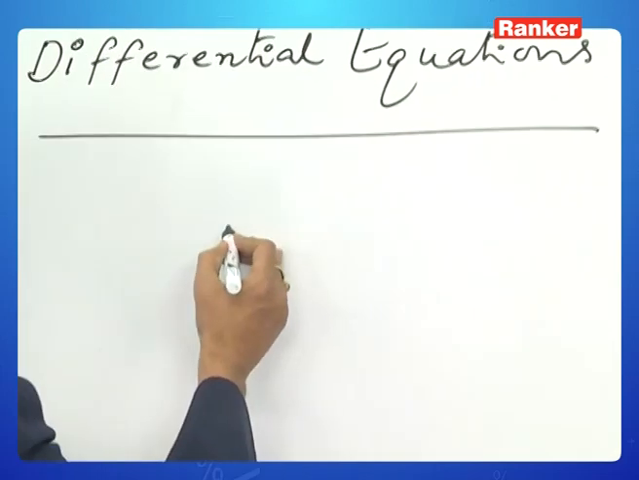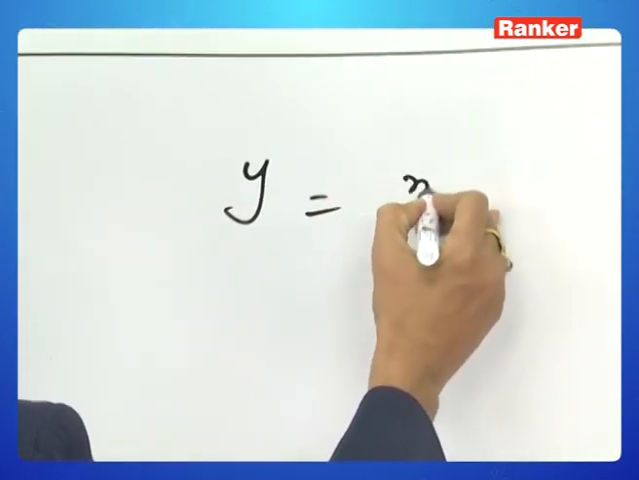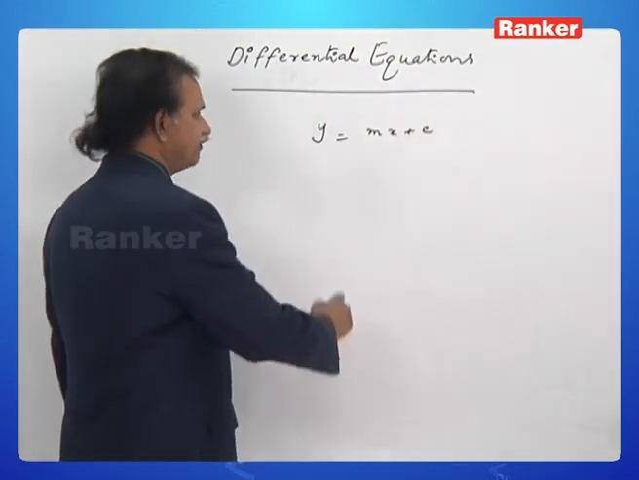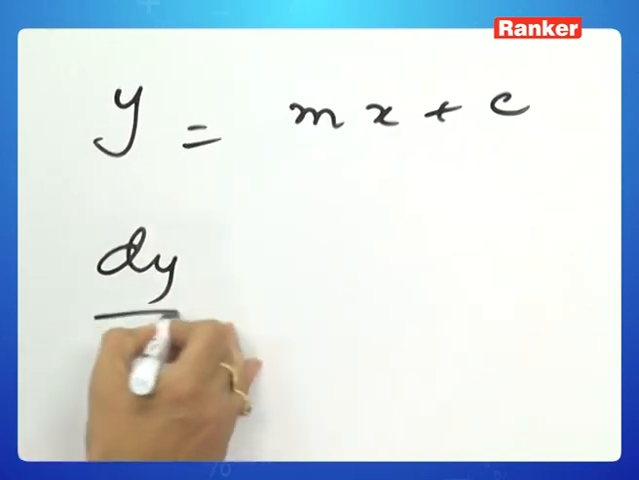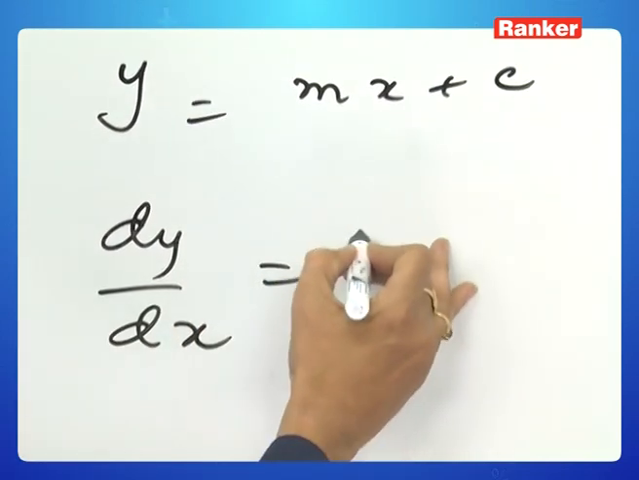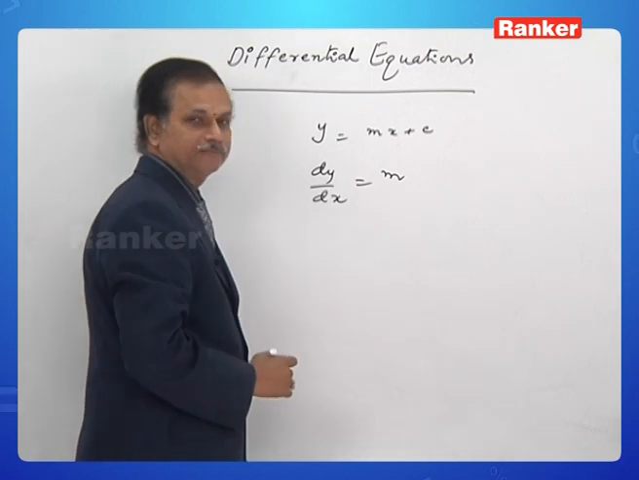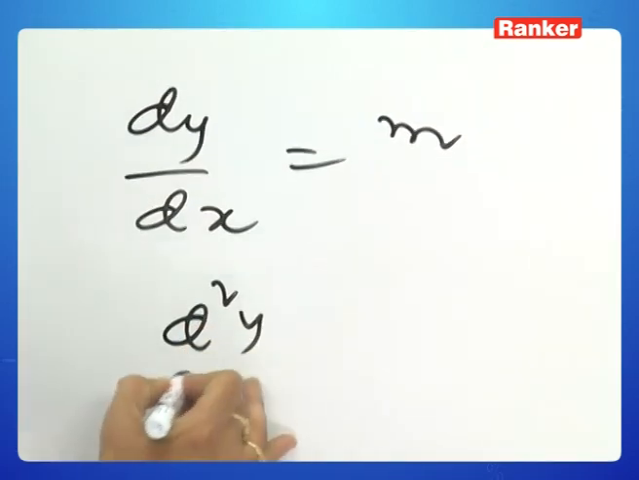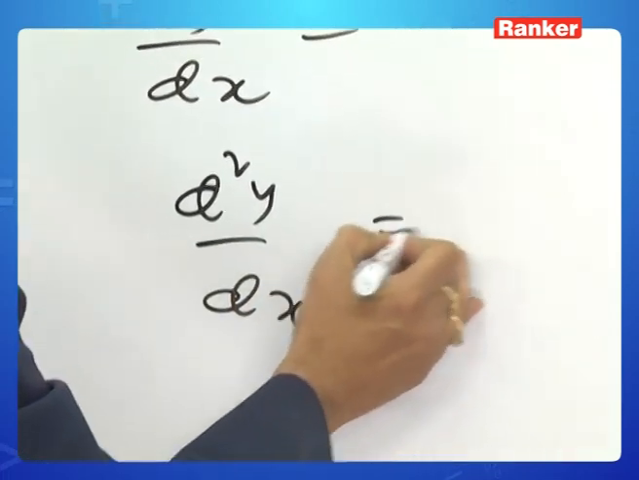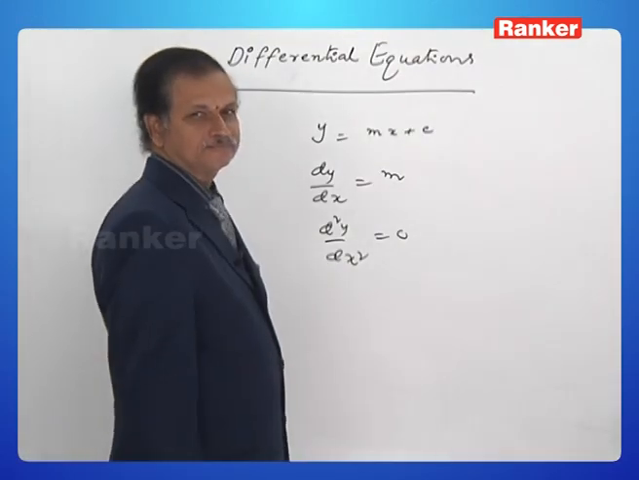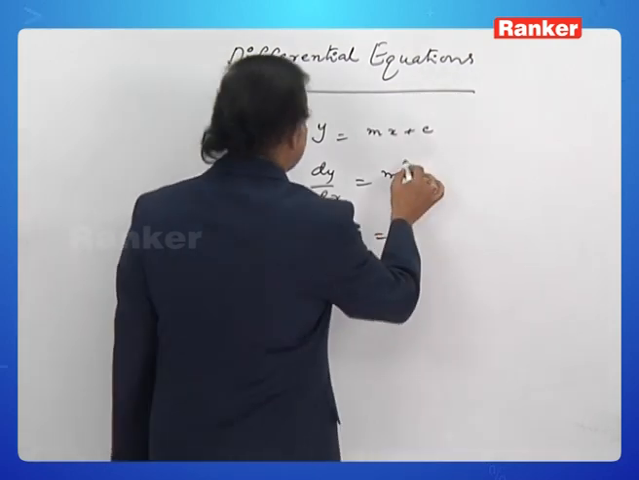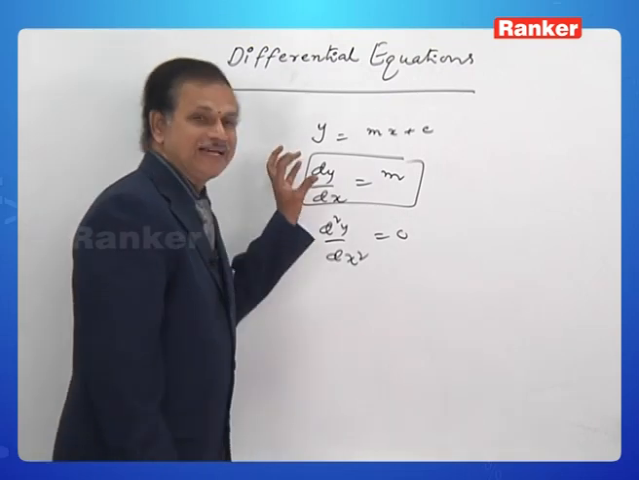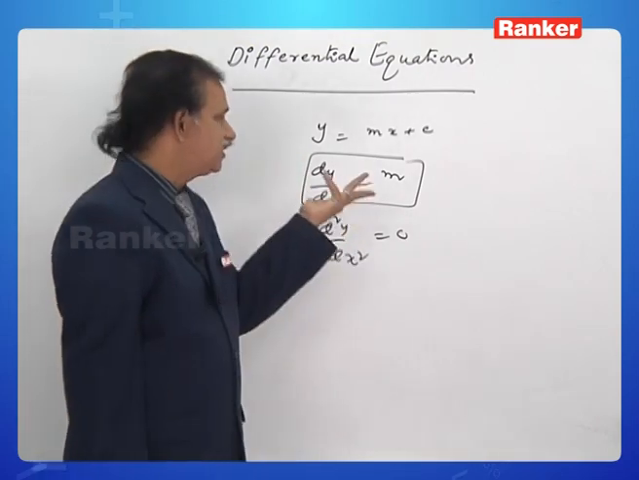Consider the function y is equal to mx plus c. Differentiate it on both the sides. dy by dx is equal to m. So d square y by dx square is equal to 0. Isn't it? In this equation, dy by dx, that is the differential coefficient, is involved.